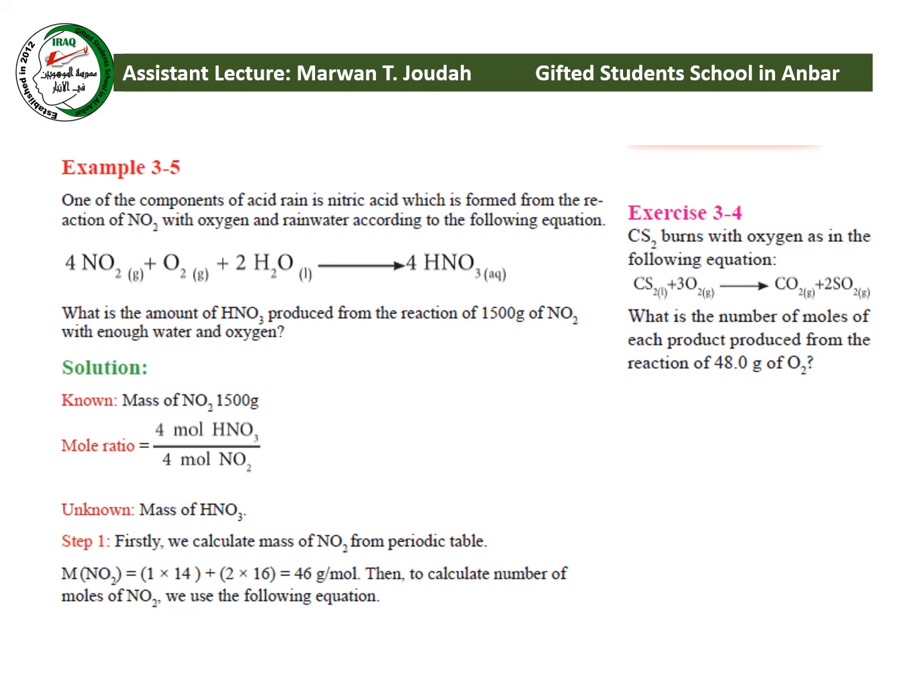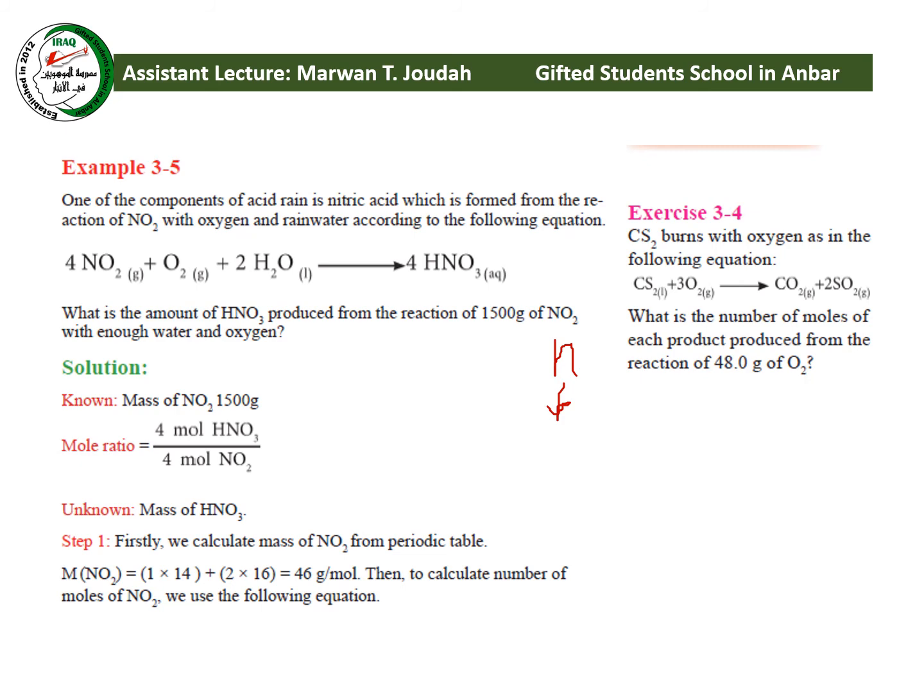So what we are going to do, we will find out the number of moles of NO2, and from the number of moles of NO2 we will be finding out the number of moles of what? Of the HNO3, and then from the HNO3 we find the mass of HNO3. So let's go through it.